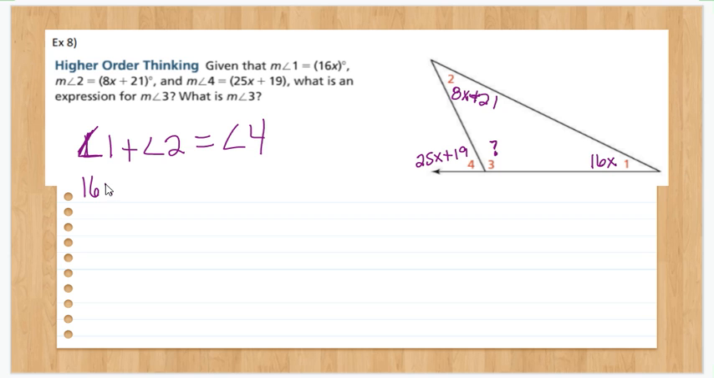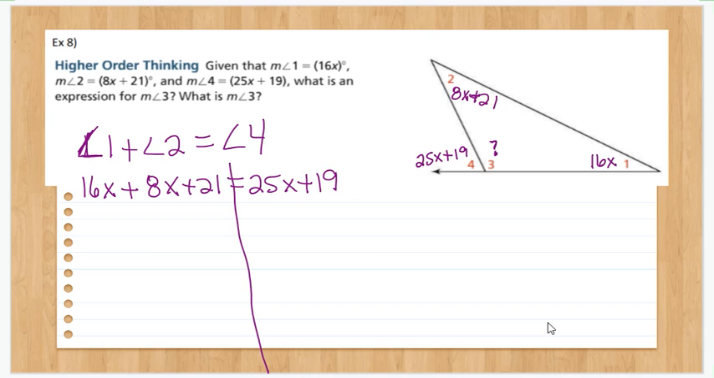So angle 1 was 16x, plus angle 2 is 8x plus 21. Together those equal angle 4, which was 25x plus 19. Looks like a big bad problem, but it's not, because we know how to solve with multiple variables and variables on both sides. So we always start, and remember our foldable at the top.